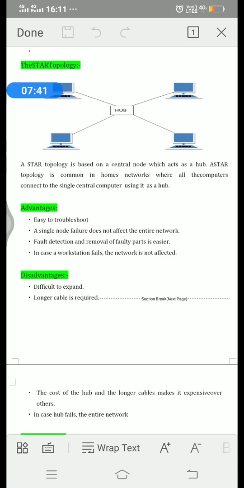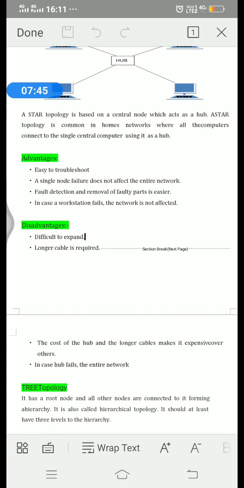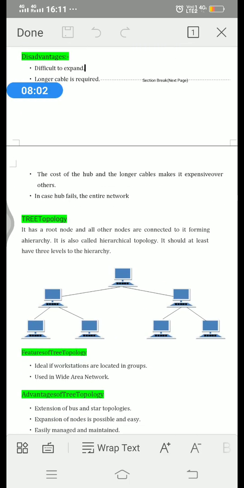In case of hub fails, the entire network goes down. What does it mean, in case of hub fails? If your central node through which you are connecting all the computers does not work properly, then your entire network goes down. Fine, students.